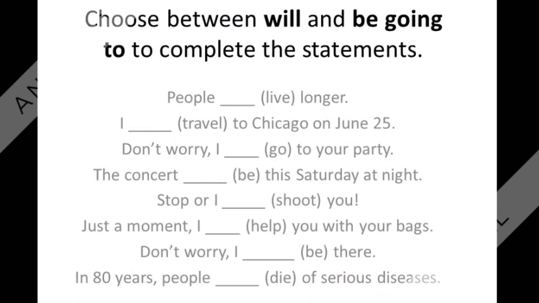Okay? Now I have here some exercises for you to practice. So can you do them? You have to choose between will or be going to, and of course do the conjugation appropriate for each one. So take some minutes, think about that.